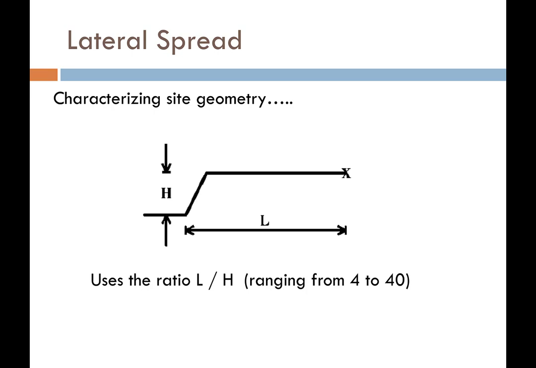Now, for characterizing the site geometry for the Zhang and others model, you take the ratio L over H, where L is the distance from the toe of the free face to your site. Not the actual distance like that, but the horizontal distance from the toe to wherever your site is located. And then H is the height of the free face. The model is supposedly valid for L over H ratios of 4 to 40.